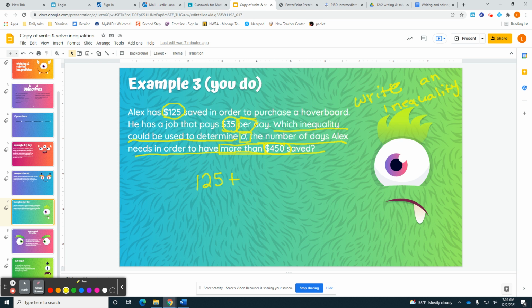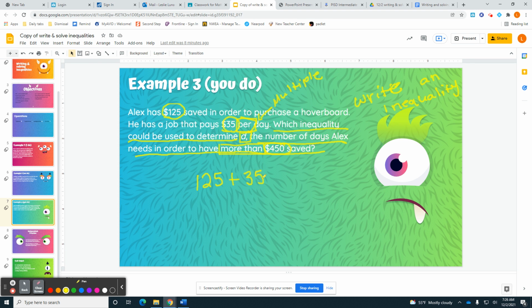And then we have this keyword here, and this keyword means if he's getting it per day or the same as each day, it's multiplying, right? He's getting 35 today, 35 tomorrow, 35 the next day. So the money he has is multiplying because he's adding to it. So per would mean to multiply. So if it's not on your multiplication list for keywords, go back and add it to that.